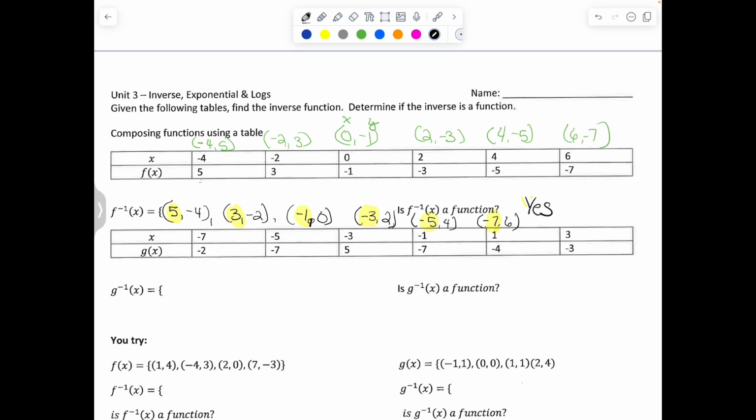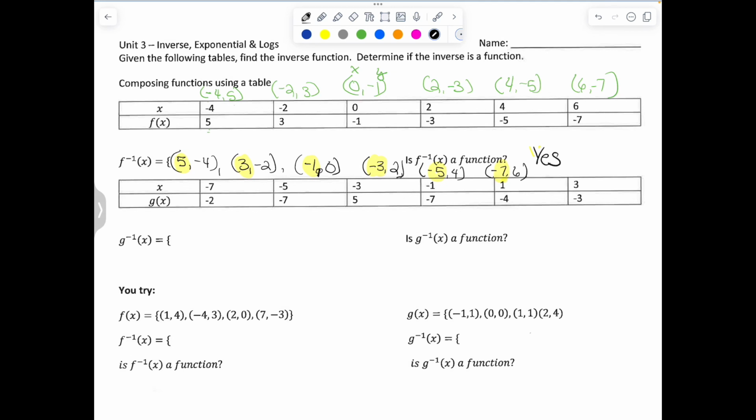Okay, let's do another example. This is g of x. I'm not going to write the ordered pairs like I did before. I'm just going to write the inverse. So the inverse would be (-2, -7), (-7, -5), (5, -3), (-7, -1), (-4, 1), and (-3, 3). That would be the inverse. All I did was interchange x and y.